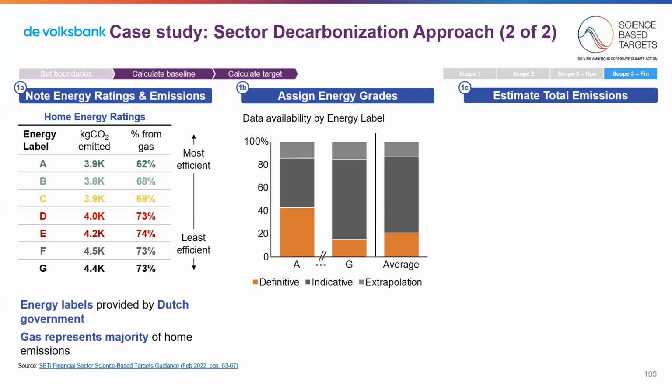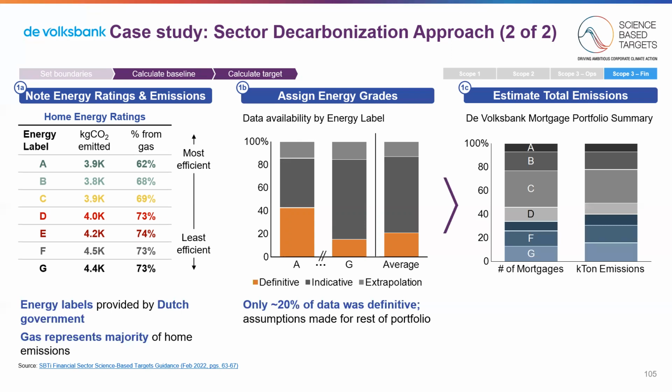DeVolk's bank was able to set their target even though only about 20% of their data was definitive. They also noted that, unsurprisingly, data was available more so for lower emitting A-label homes. After assigning each mortgage an energy label, DeVolk's bank was able to estimate emissions, and they were able to aggregate their mortgages, shown on the left-hand side bar, and also the associated emissions, shown on the right-hand side bar, since the government had provided those estimated emissions by energy label.